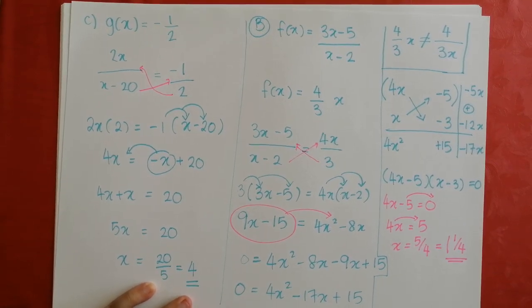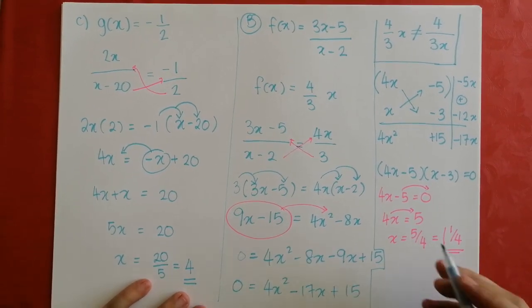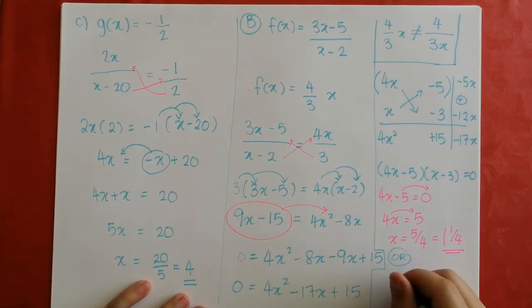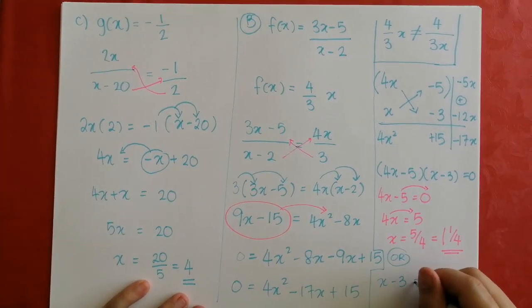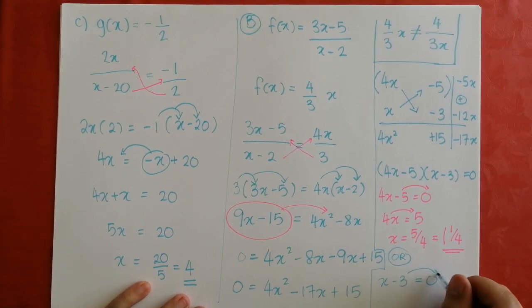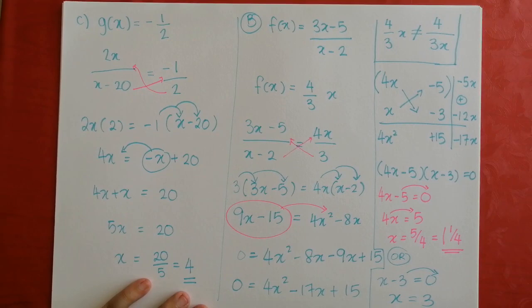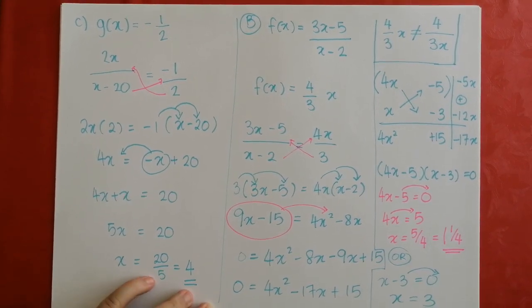Then we do the same thing for the second bracket. We have x minus 3 equals 0. Move minus 3 to the other side, so x equals positive 3. Therefore, we have two answers there.